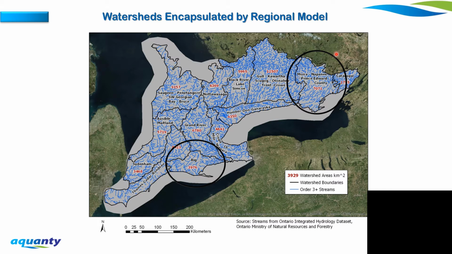The map we are looking at here depicts all of the watershed regions that are encompassed within the Southern Ontario regional model. The two circles highlight the Quinte region watershed and the Long Point region watershed that are of focus in this study. The Long Point region watershed encompasses approximately 4,000 square kilometers, while the Quinte region watershed encompasses about 7,000 square kilometers, as represented in the model.